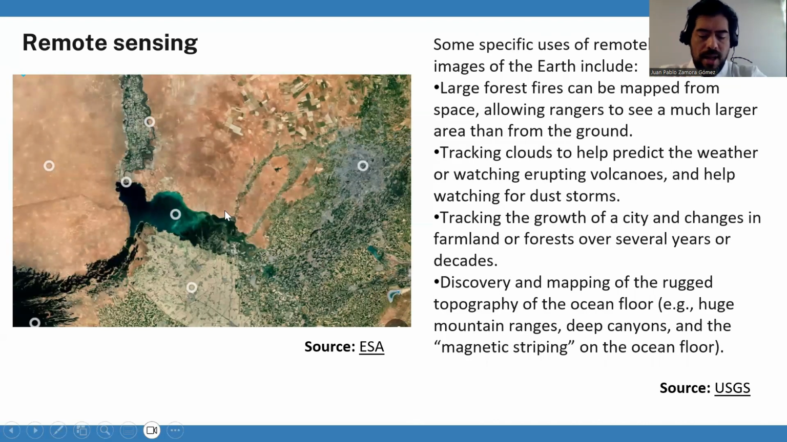And we have a lot of specific uses of remotely sensed images. For example, in this image, we can see the capital city of Uzbekistan. We can see water reservoirs and irrigated fields downstream of the reservoir, and these are examples of specific uses of remotely sensed images.